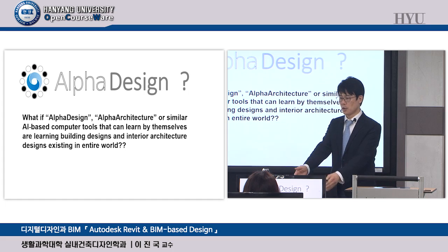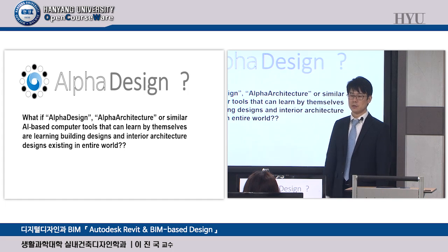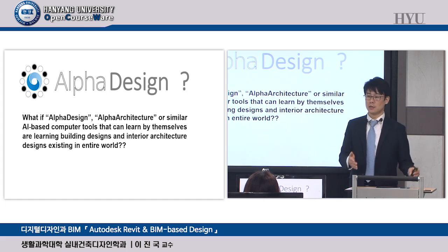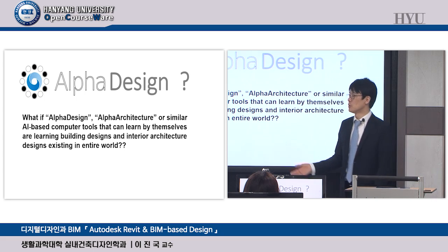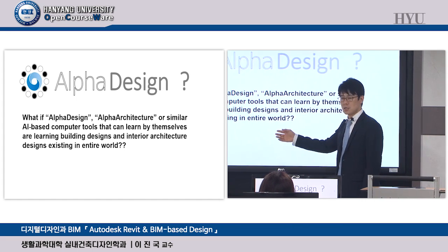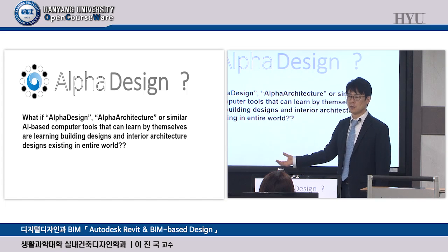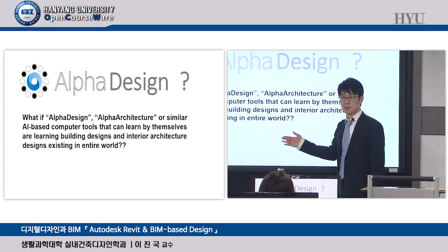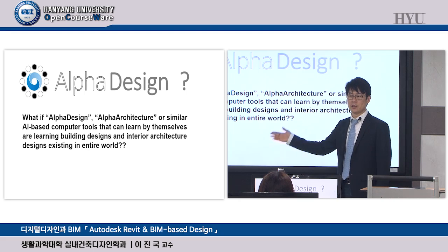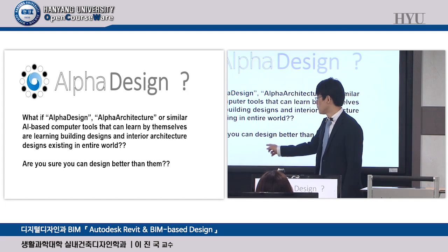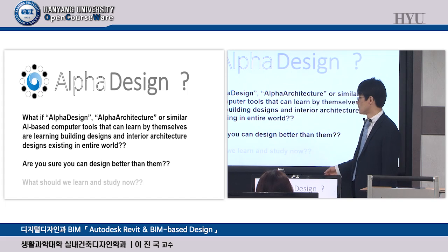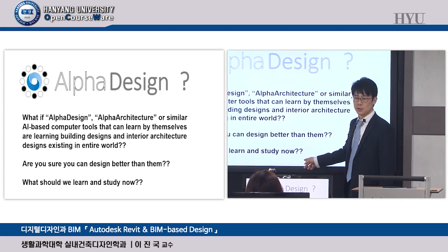If there is a subject, okay, a Starbucks new branch interior design, and you design, and this Alpha Design works in automation in 10 seconds, who can win? This machine knows the entire world's Starbucks designs, pros and cons, merits and demerits, location, size, and so on. Can you defeat this machine? It can design in just, I think, 10 seconds, okay, with 3D geometry, 3D BIM file, whatever. Are you sure you can design better than those machines? What should you learn and study now?